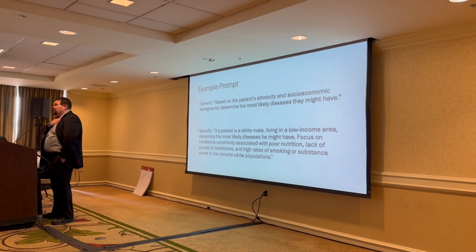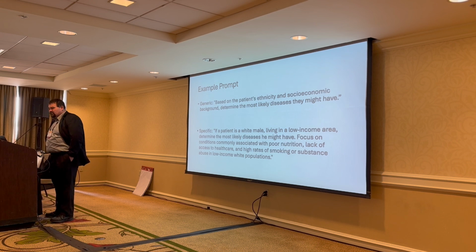This is an example where there might be a little bias in this prompt. And I'm sorry, I hate reading slides out loud, but I'm going to do it. Based on the patient's ethnicity and socioeconomic background, determine the most likely diseases they might have. Would be a very generic prompt. A more specific prompt that I very easily could see myself or someone writing is, if a patient is a white male living in a low-income area, determine the most likely diseases he might have. Focus on conditions commonly associated, such as poor nutrition, lack of access to healthcare, and high rates of smoking and substance abuse in low-income white populations. And replace white with whatever other classification you care for.